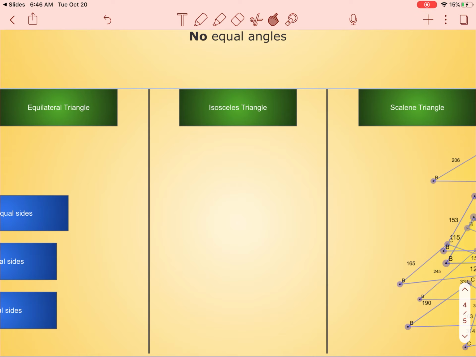And there's an iExcel as well that I'd like you to practice this week. Have fun with this. Let me know if you have any questions.